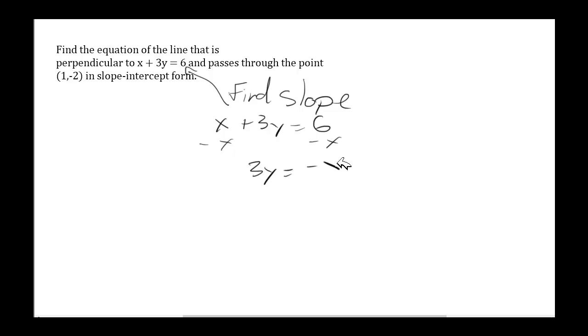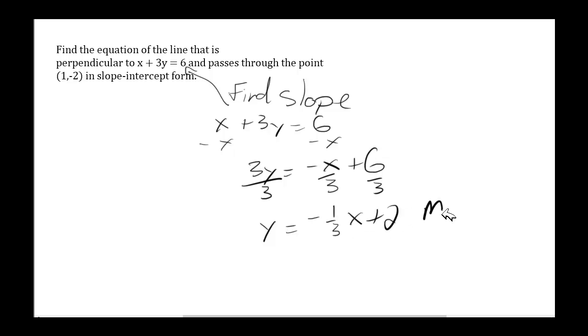So 3y equals minus x plus 6. Divide everything by 3. The y equals minus 1/3 x plus 2. So the slope of this line is minus 1/3. Remember, with perpendicular lines, the whole deal with them is their slopes are negative reciprocals. So the slope we want is the negative reciprocal of this guy. So two things, opposite sign and flip. So here this is negative, so the slope we want is positive 3.